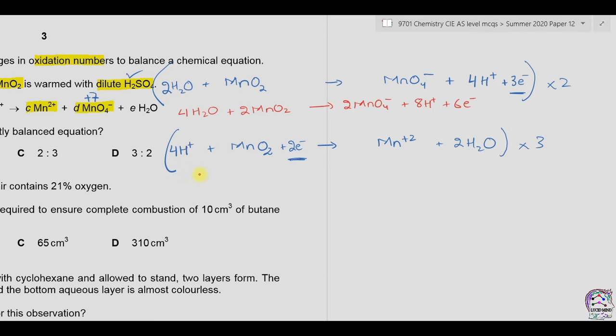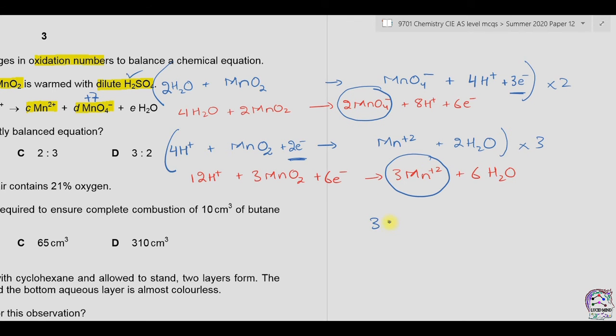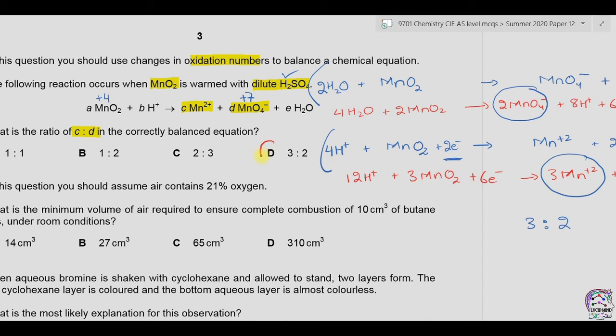For the second equation we will have 12 H plus, 3 MnO2, 6 electrons, 3 Mn +2, 6 water molecules. As now both the equations are balanced, we can see that the ratio between Mn +2 and MnO4 minus is 3:2. So the answer should be D.